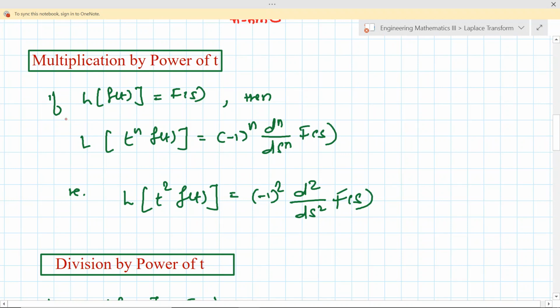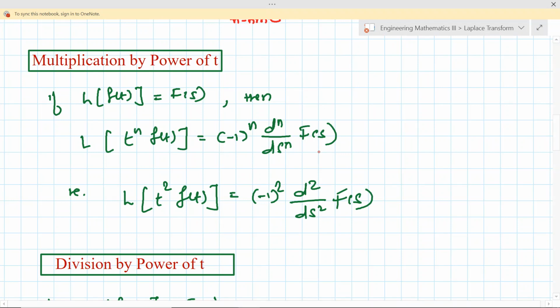The multiplication by power of t property says: if the Laplace transform of f(t) is equal to F(s), then what is the Laplace transform of t^n times f(t)? It is (-1)^n times d^n/ds^n of F(s). Let me explain with an example.